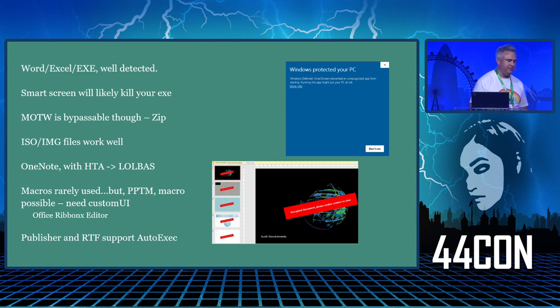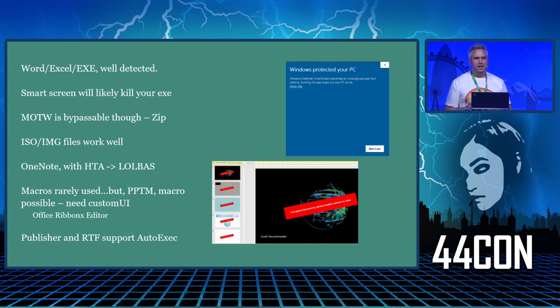So some other thoughts kind of in Windows. I think Word, Excel, executables, pretty well detected now. SmartScreen will likely kill you straight away. Mark of the Web is bypassable, so do that. Zip files work quite well for doing that. ISO image files, as I've already mentioned, they're really useful. And OneNote, that's really useful, and then you can get that through an HTA executing living off the land binaries. They work quite well. As I mentioned, macros don't work very well now, especially on Word and Excel.